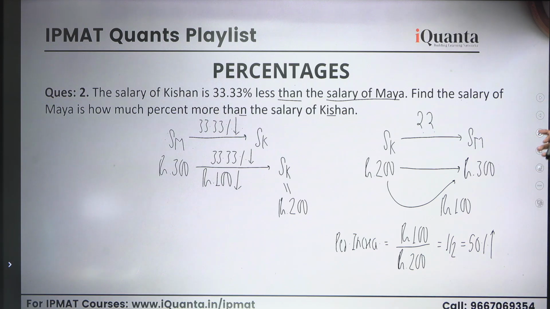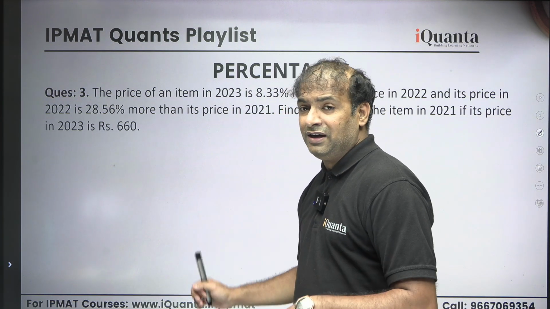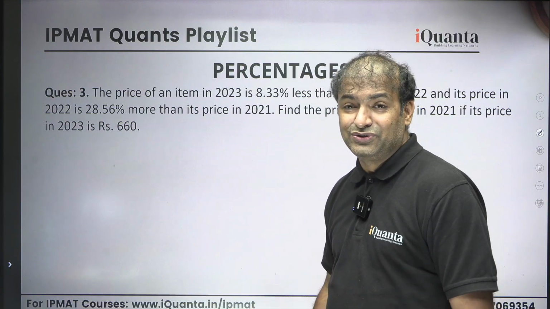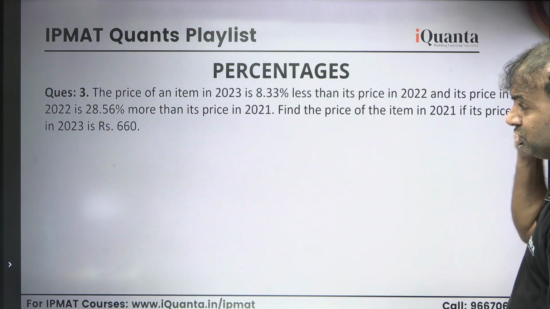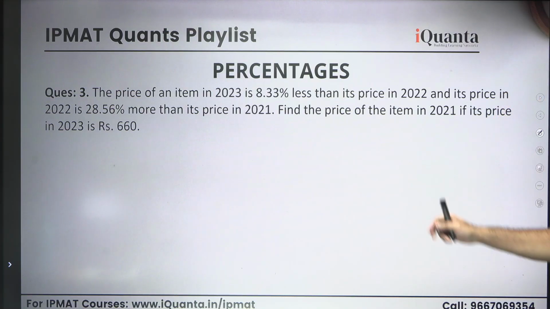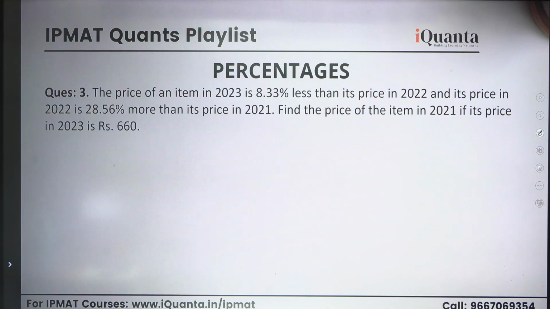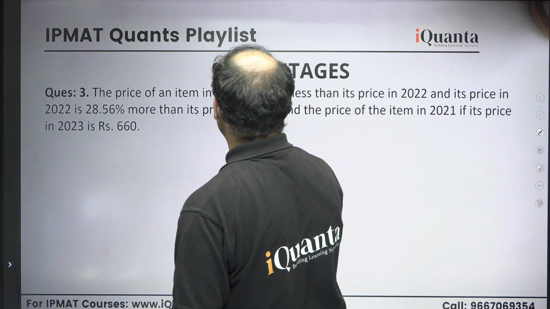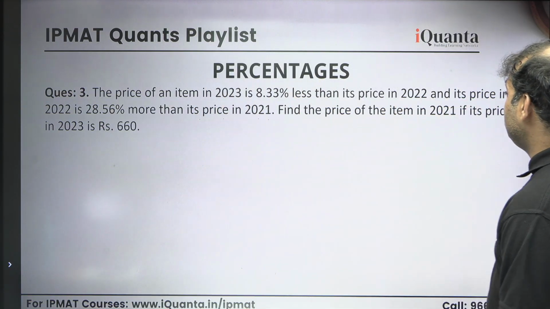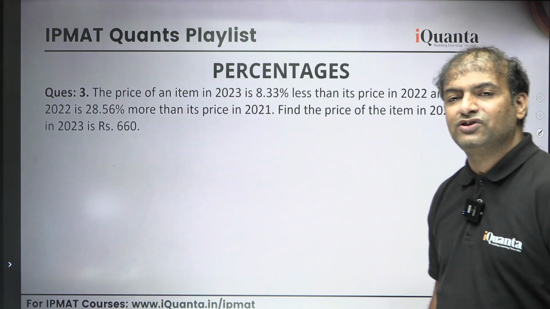All right, guys, let's increase the level of the questions. Coming to question number 3. Again, you can take a pause and try to solve it for a few minutes and then come back to the solution. Question number 3 says the price of an item in 2023 is 8.33% less than its price in 2022. Its price in 2022 is 28.56% more than its price in 2021. Now find the price of the item in 2021 if the price in 2023 is given as rupees 660.